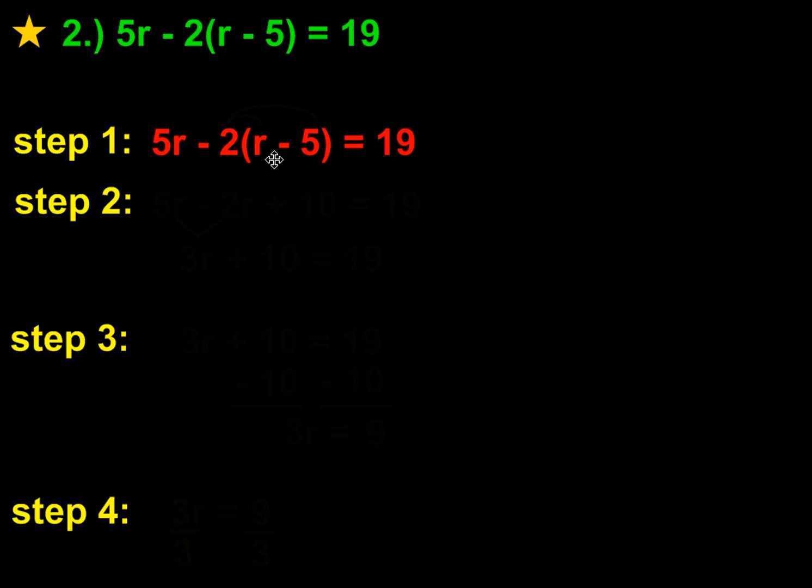And we know the first thing we want to do is clear out the parentheses, and we do that by distributing the negative 2 to the r and the negative 5. So if we go ahead and follow through on that, the 5r is going to come down. We have negative 2r, and the two negatives make a positive for 2 times 5, so it gives us positive 10. And this all still should equal 19.